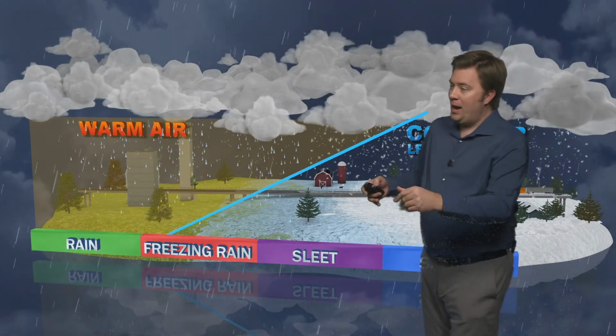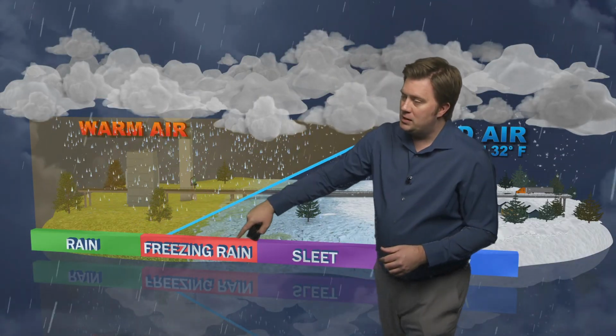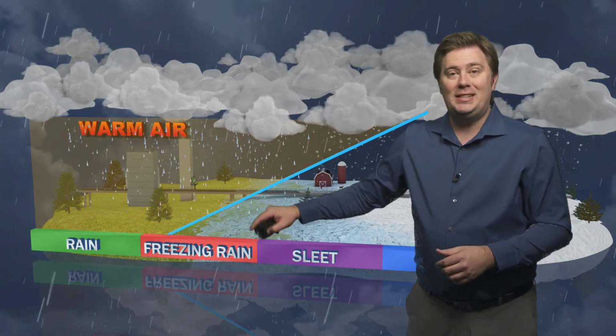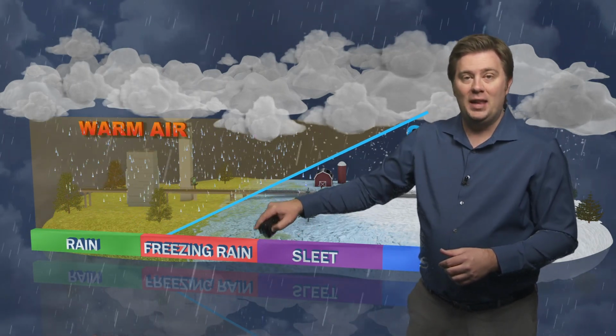So if we have warm air basically from the surface all the way up to our clouds, this is a typical springtime event, we're just going to get rain. There is no area where this air is below freezing from the clouds all the way down to the ground. Now the next thing we're going to talk about is freezing rain. Now freezing rain, and we're going to talk more about this in a second, is one of the most dangerous precipitation types that we have.